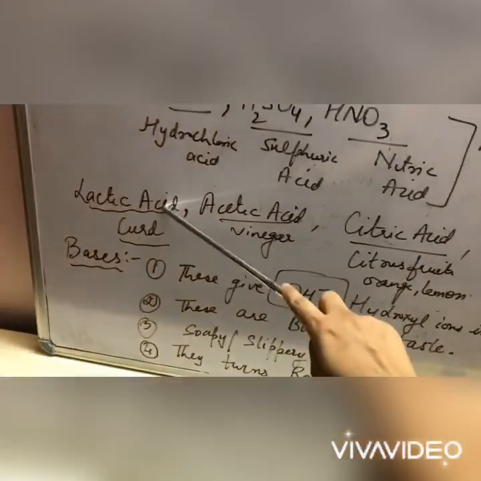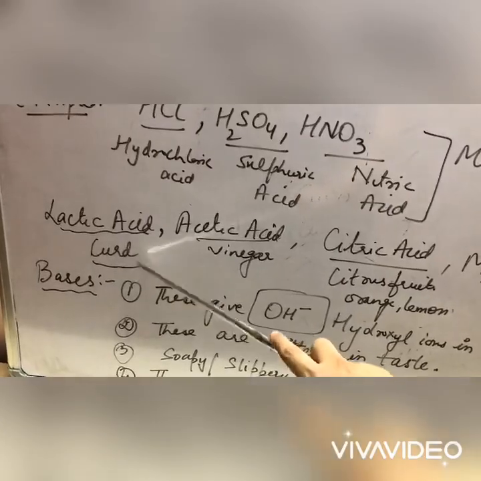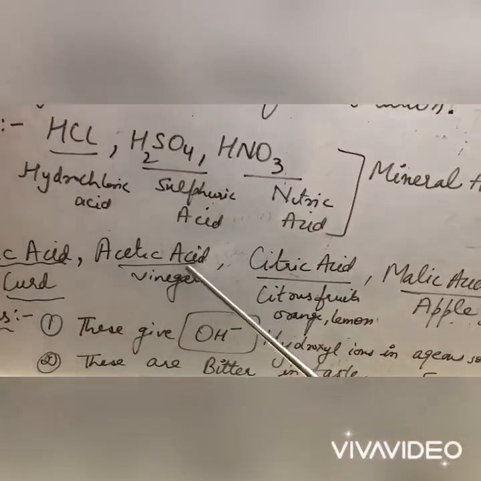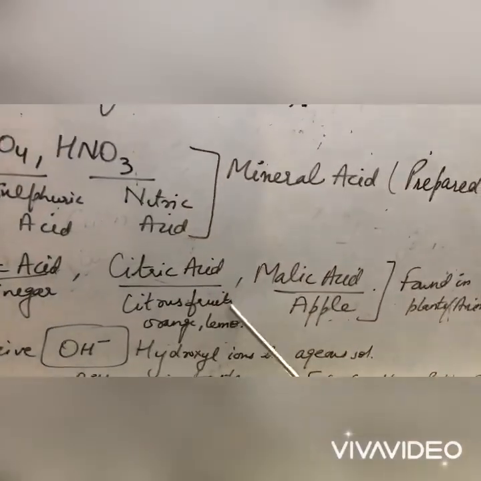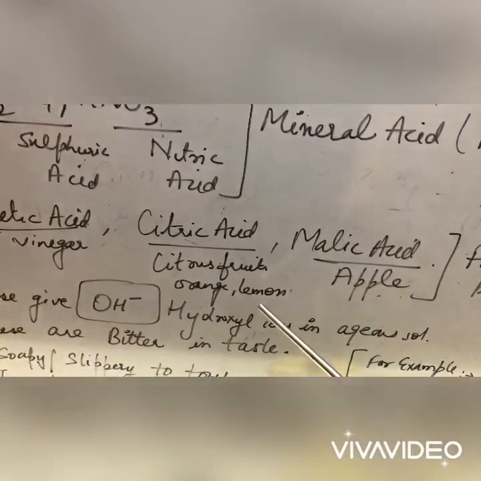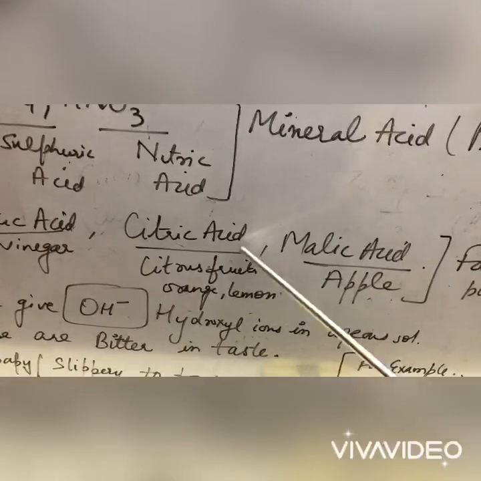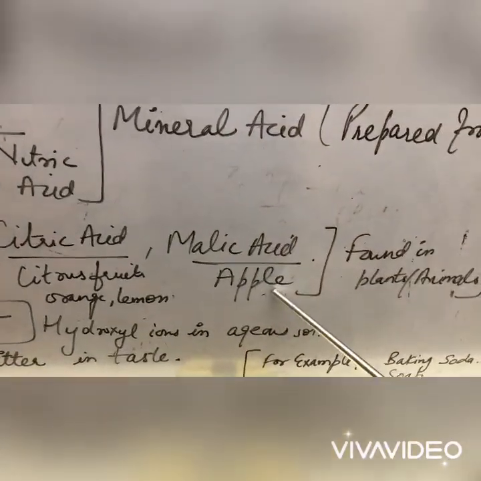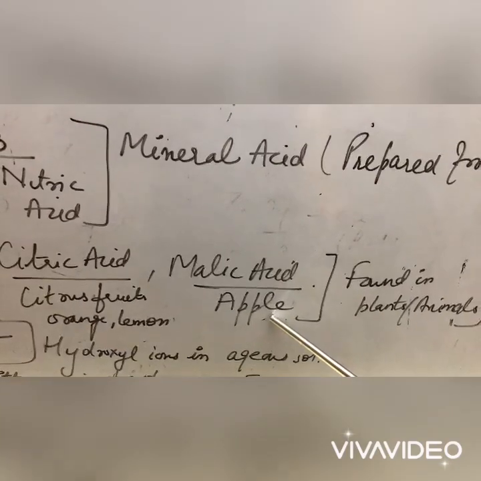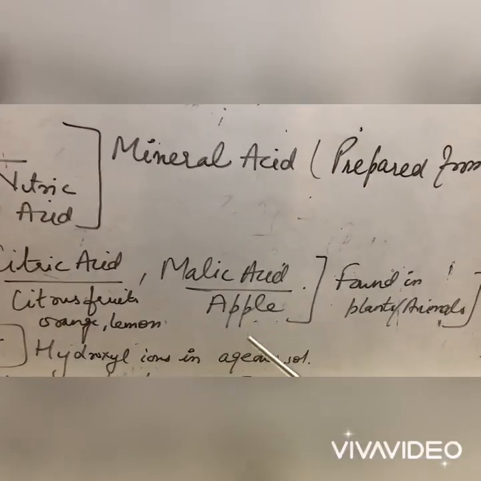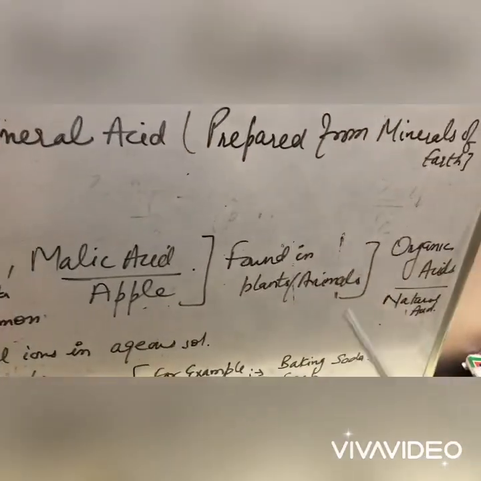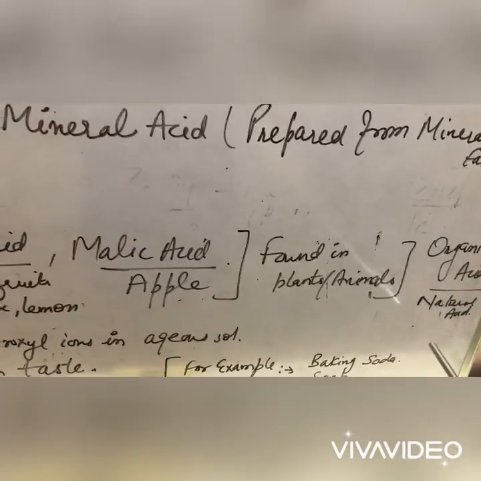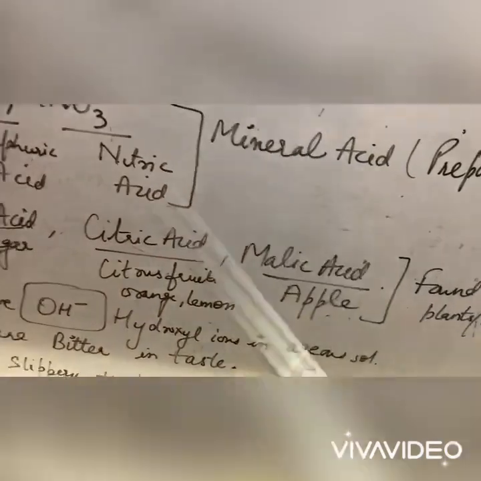Curd, that is present in which, having which acid? This is lactic acid. Vinegar, you have all heard of it, there is acetic acid. Citrus fruits, I told you in the previous video that citrus fruits have citric acid, like orange or lemon. Malic acid, that is apple has this acid. And the proteins, they are also amino acids. They are found in plants and animals, so they are called organic acids, and they are also called natural acids, whereas mineral acids are these ones.